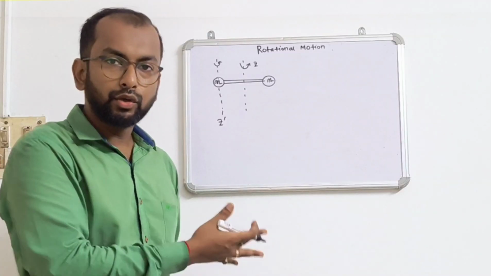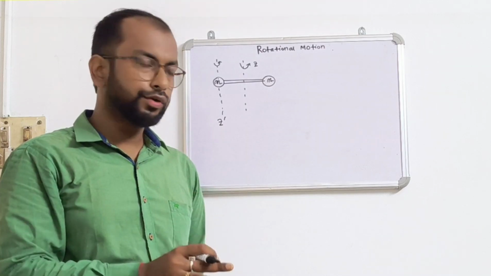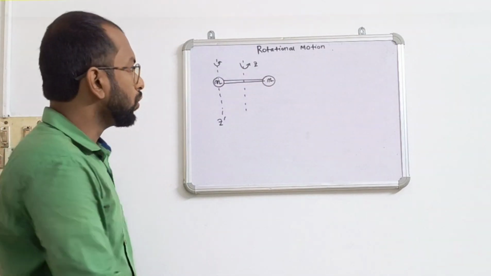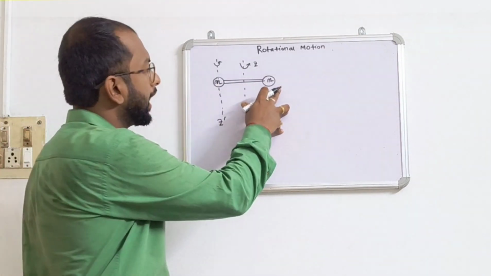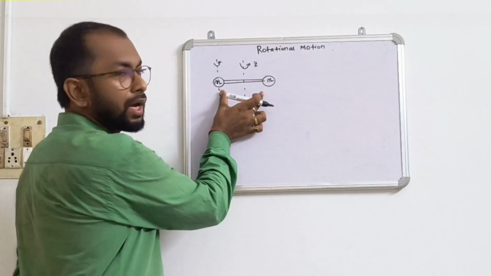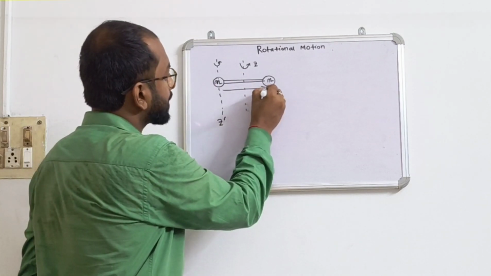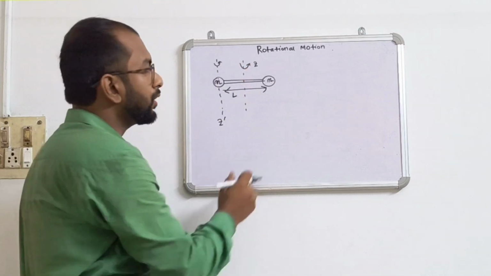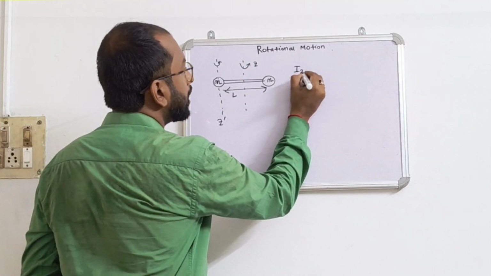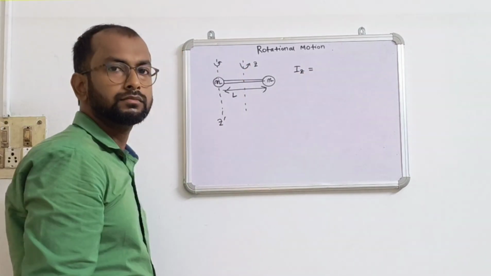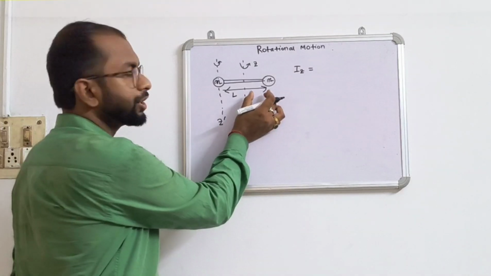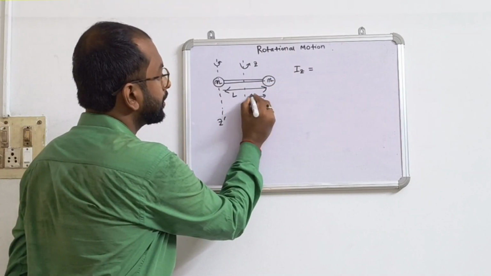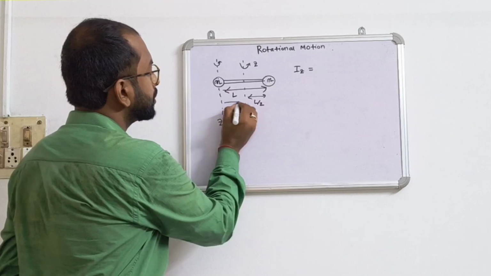Now let's try to validate the parallel axis theorem with this example, where two particles of mass m are connected by one massless rod. The length of the massless rod is L, and with respect to the middle point, what is the moment of inertia Iz? Individually, what is the distance of these masses from the center? L by 2. This is also L by 2.